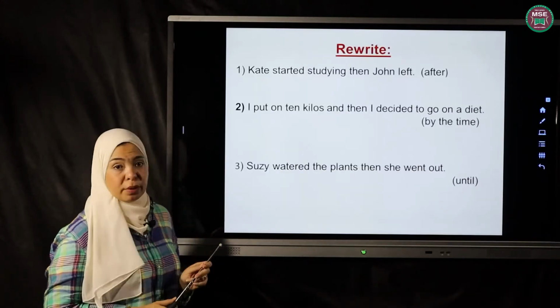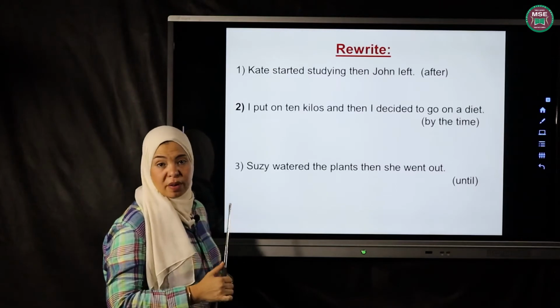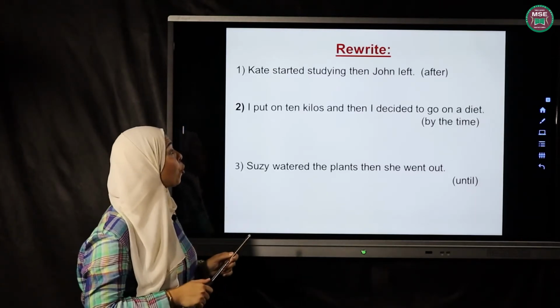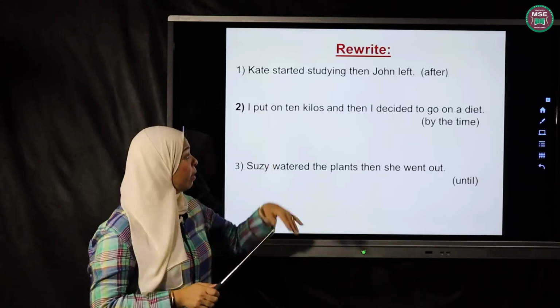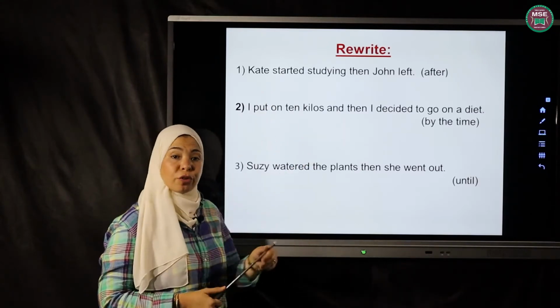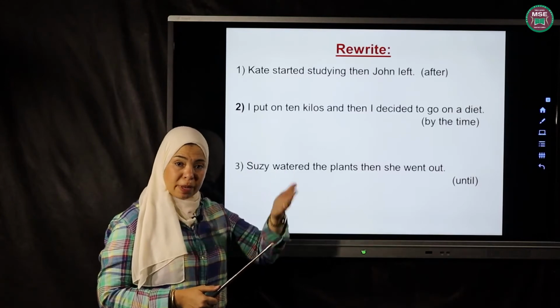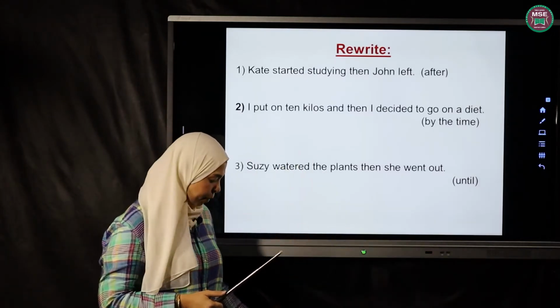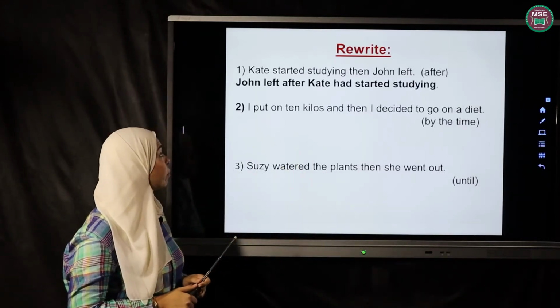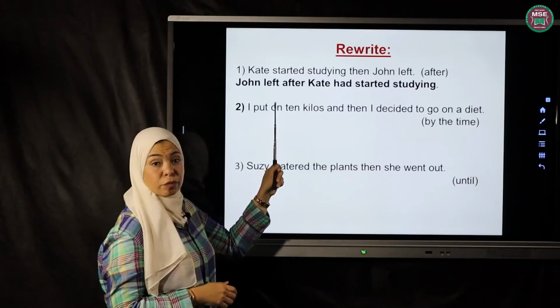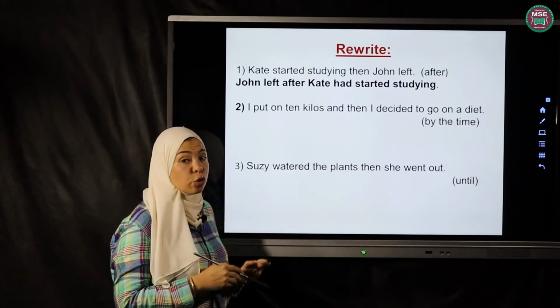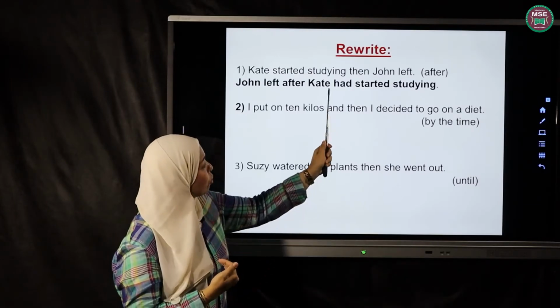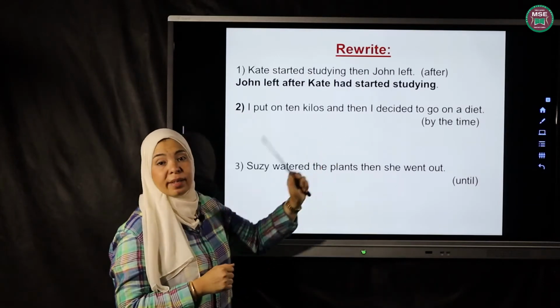Rewrite using the given word. This is the exercise to apply what we have explained. The first one, Kate started studying, then June left. She started studying, then June left. And I want you to use after. Remember the rule? After plus past perfect, then past simple. Let's see the answer. John left after Kate had started studying. He left after what had happened? After Kate had started studying.